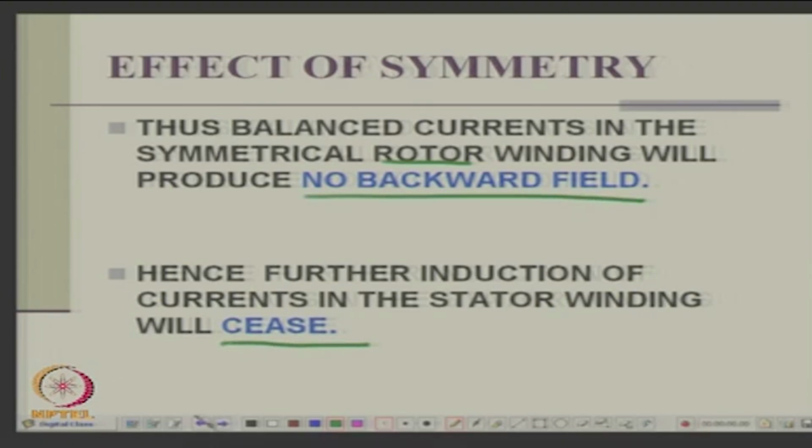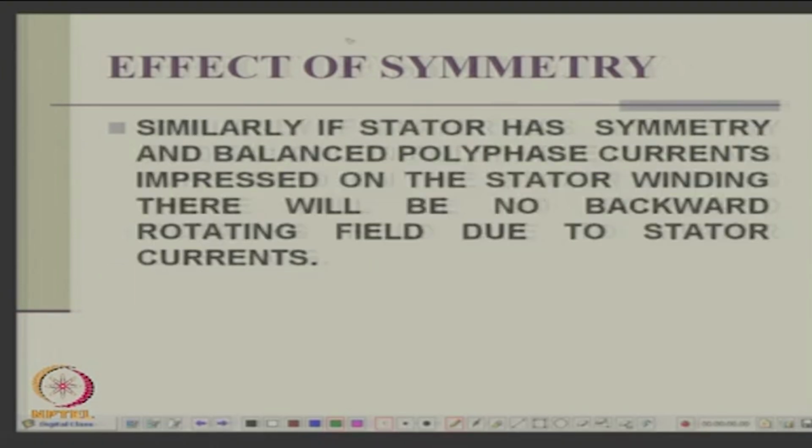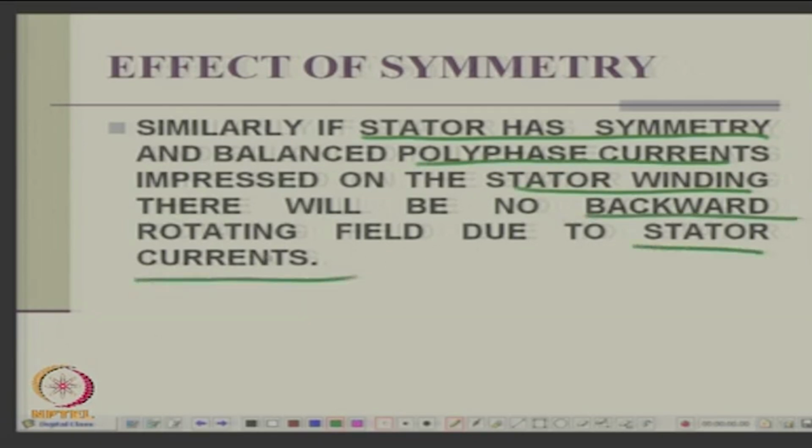Okay. Now, similarly, if the stator is symmetrical and if polyphase currents are impressed on the stator winding, there will be no backward field due to stator currents. This is what we have done, no backward field due to stator currents.